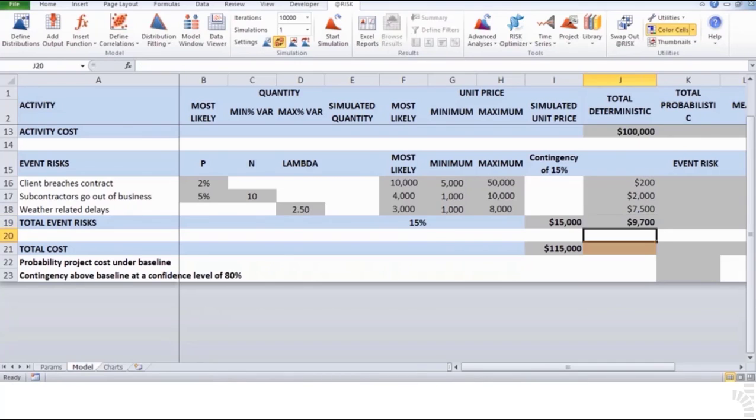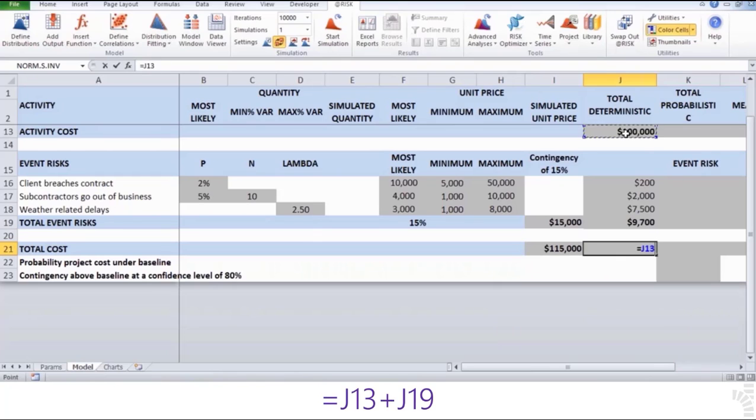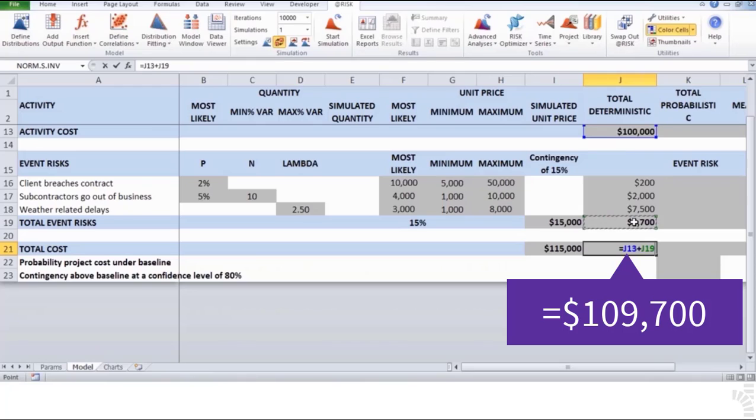16. On cell J21, calculate the baseline cost with EMV method for contingency reserves with the formula equals J13 plus J19. The baseline cost reaches $109,700, some 5% lower than the $115,000 baseline cost calculated on our arbitrarily assigned contingency reserve percentage of 15%.